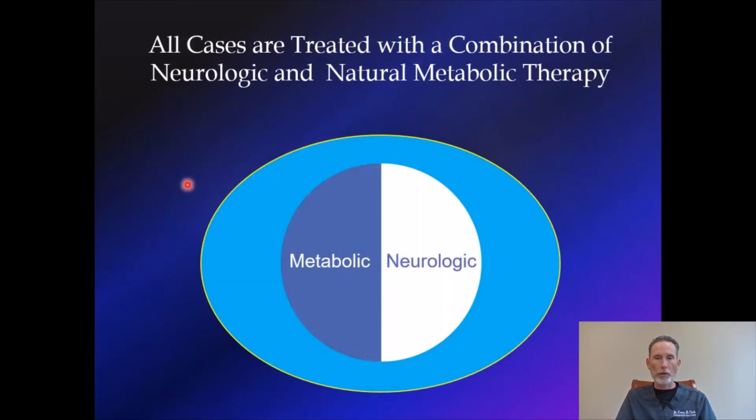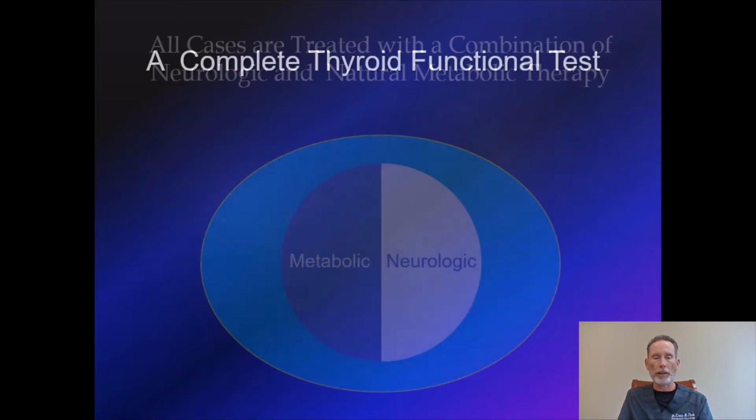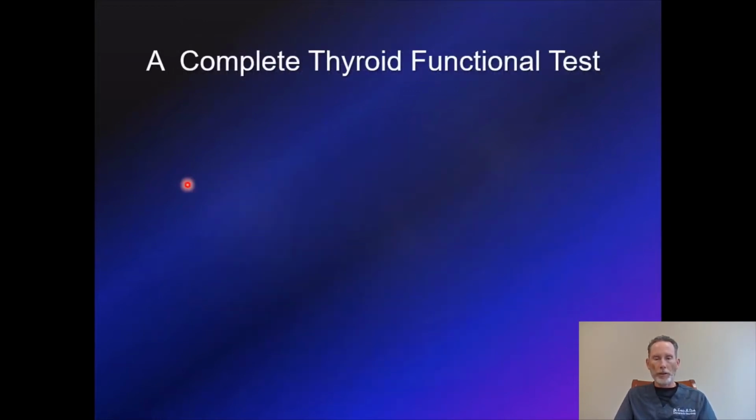And I want to tell you, first of all, that to recover from a thyroid condition, you're going to need specialized metabolic and possibly neurologic treatment, neurologic if Hashimoto's is the cause. And that's what we do in our office. We evaluate and treat according to what we find from a neurologic and metabolic evaluation. So what does a complete thyroid evaluation look like?